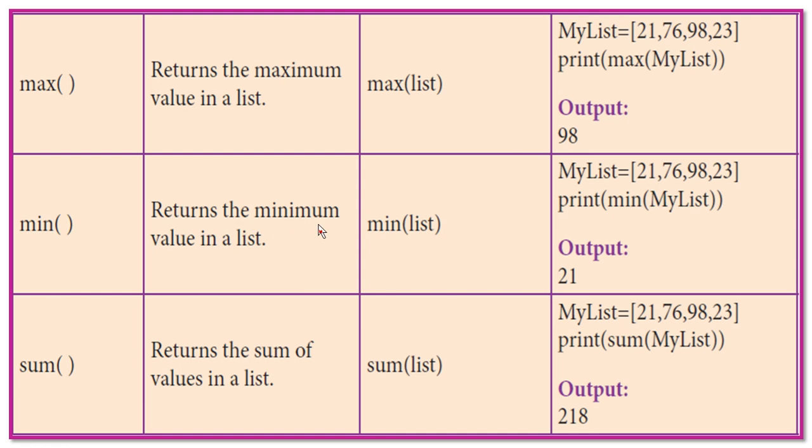In the second one, it returns the minimum value in a list. Syntax is min of list. So we get the result min of my list is 21. The minimum value is 21. Third one returns the sum of the values in a list, sum of list. So we get 21 plus 76 plus 98 plus 23, so sum of list is 218.